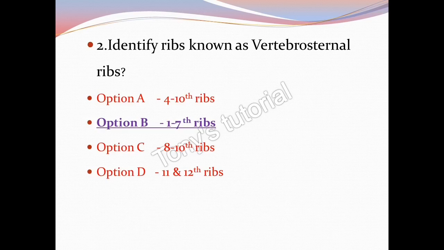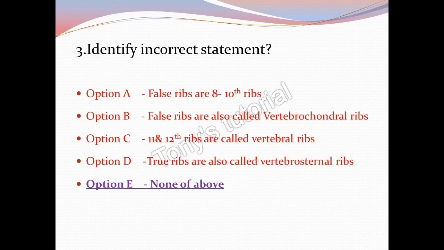Next question: identify the ribs known as the vertebrosternal ribs. The correct answer is the 1st to 7th rib. Vertebrosternal means the ribs are attached to vertebrae as well as sternum. All the ribs are attached to the vertebra, but only these ribs are directly attached to the sternum.